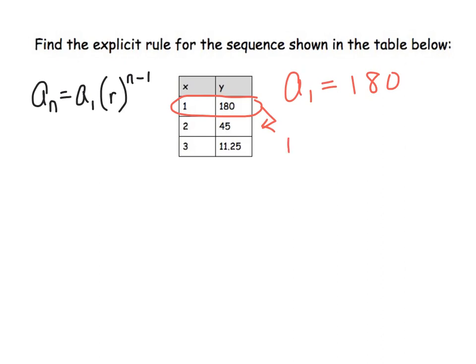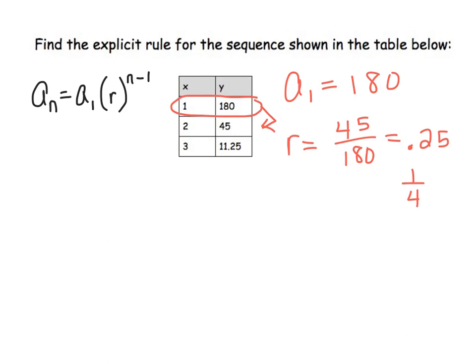And the way we find our common ratio is we take our second term and we divide it by our first term. And when we take our second term and we divide it by our first term, it's going to give us the common ratio of 0.25. So now I know what my common ratio is, which is 0.25, and that's the same as the fraction 1/4.